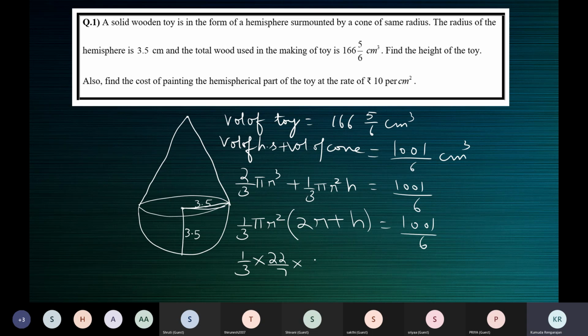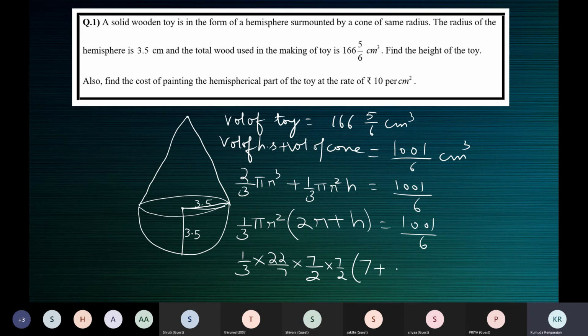Decimal, I don't want to take decimal. I'll take 3.5 as 7 by 2. Into 7 by 2. So you can cancel also. See here, you can also cancel. Then twice 2r. 2r means 7. 2 into 3.5 is 7. Correct? 2r, 2 into 3.5, plus h.